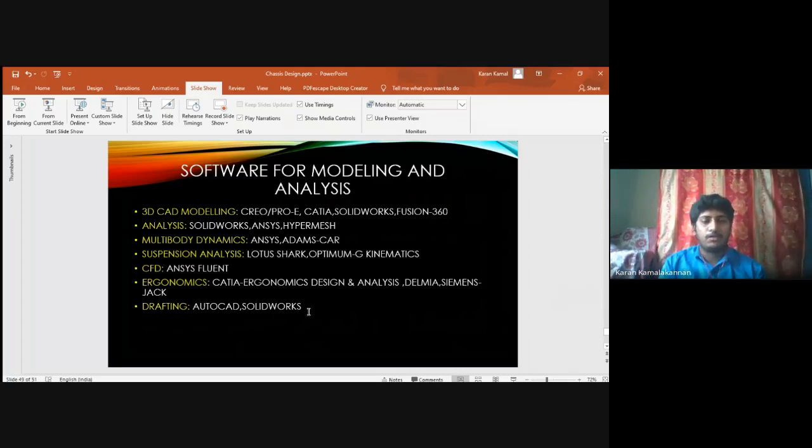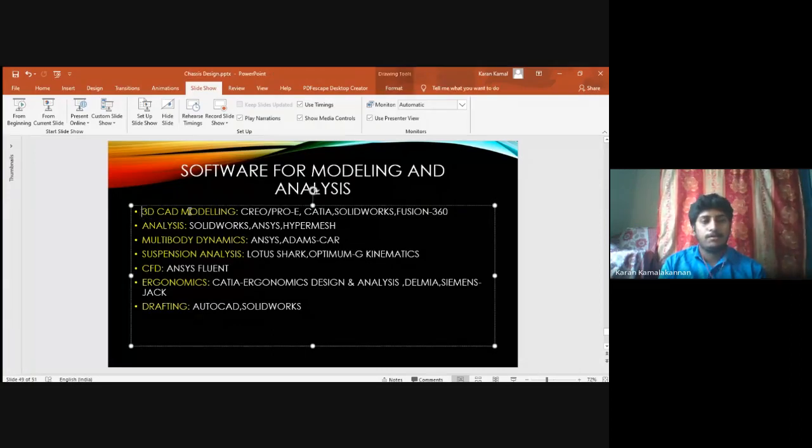You can also use other software, like what I did during my course. For 3D CAD modeling I used Creo or Pro/E basic, but CATIA you can use. SolidWorks I prefer, as it is an easy software. And Fusion 360, if you are familiar with it, because this is a recent software, you can also go with it. It also gives a good option for modeling. And for analysis, SolidWorks also you can use.